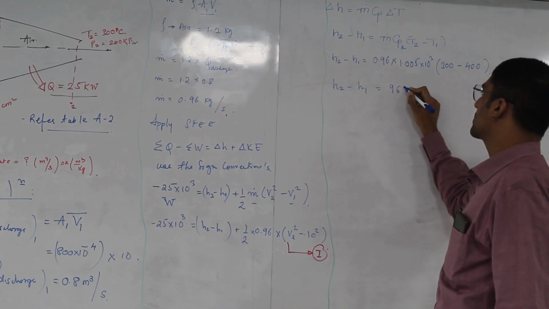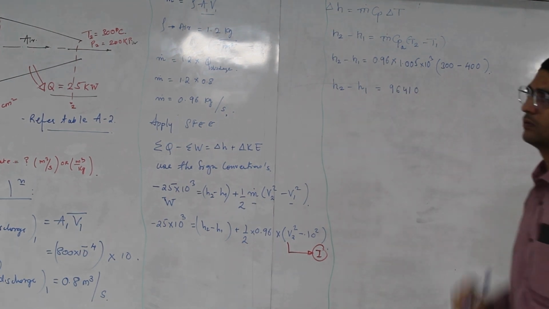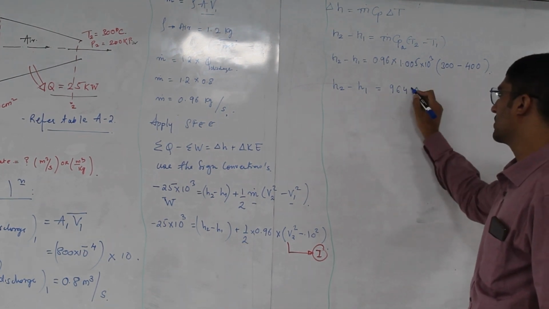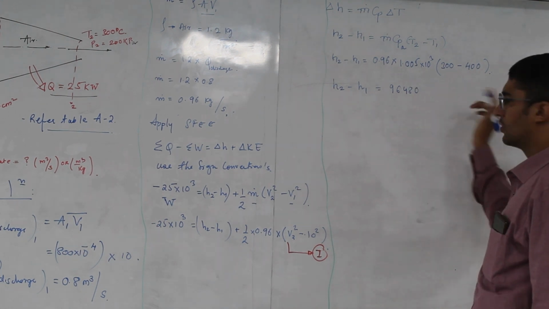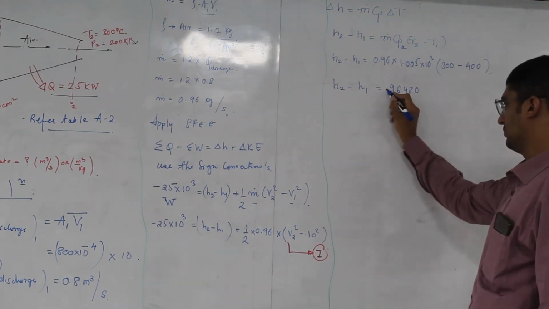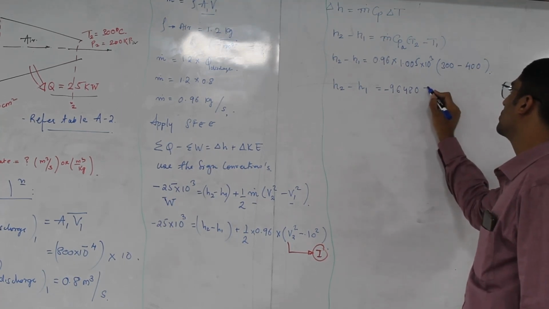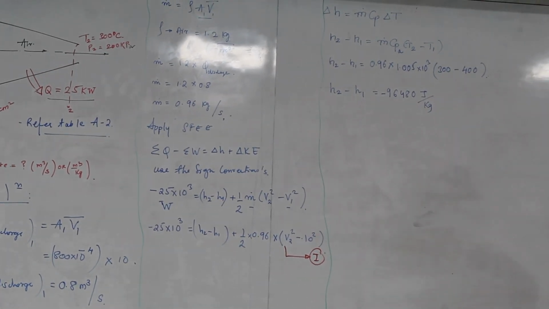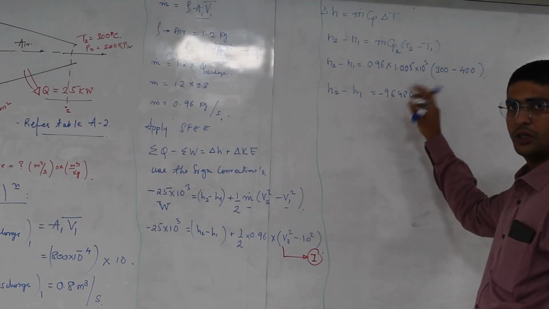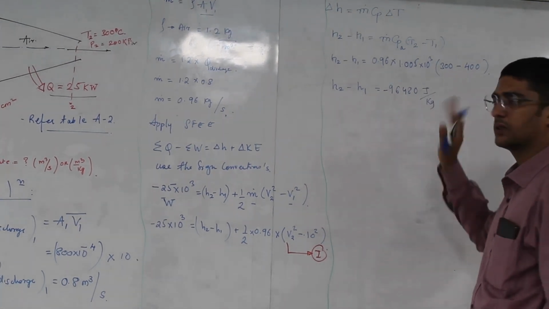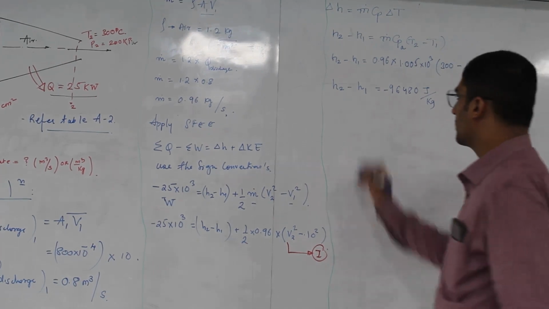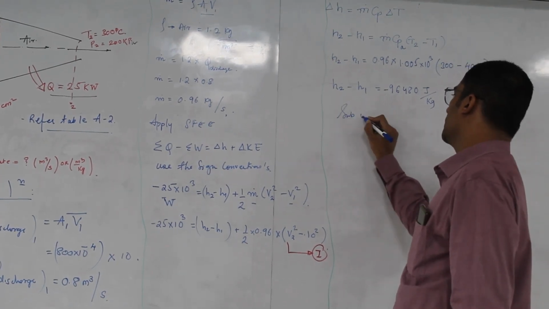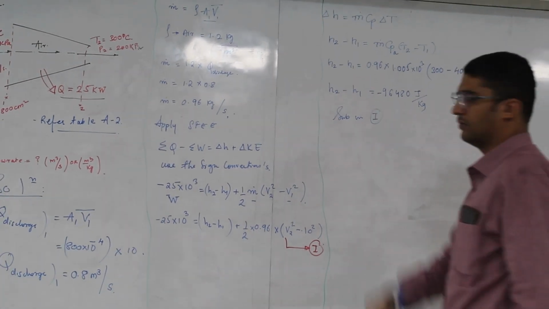So that is minus 96480, and the unit is joules per kg. Is it having any 10 raised to 3 or 4? That's it, minus.